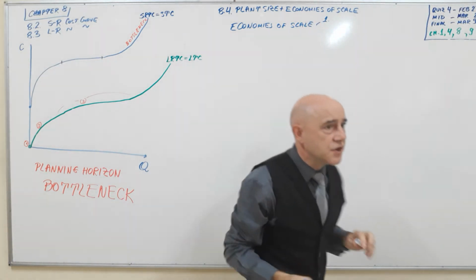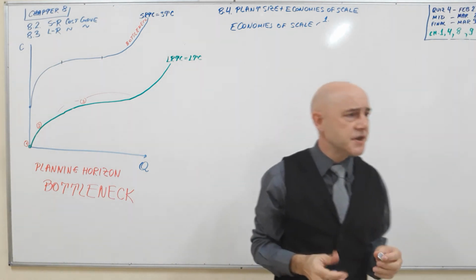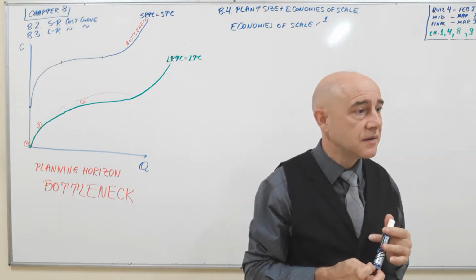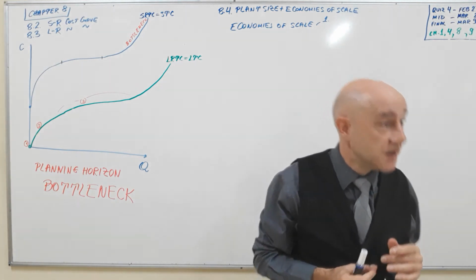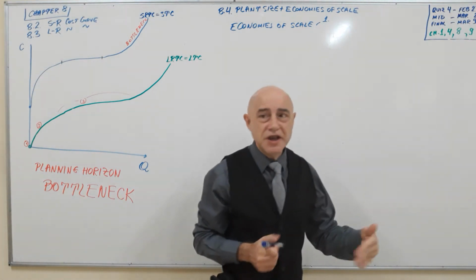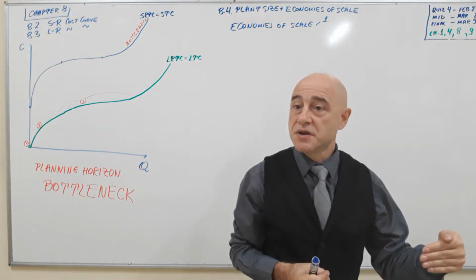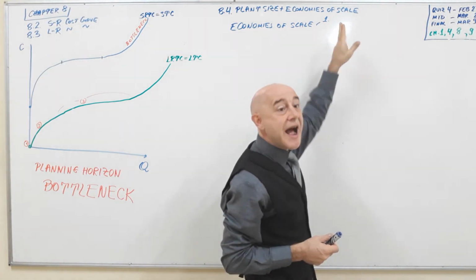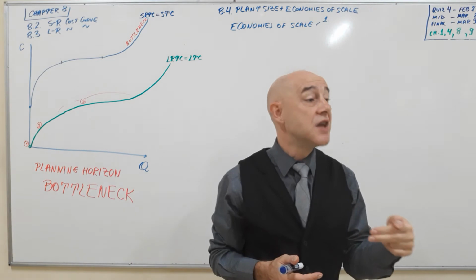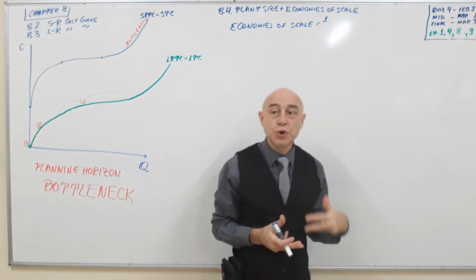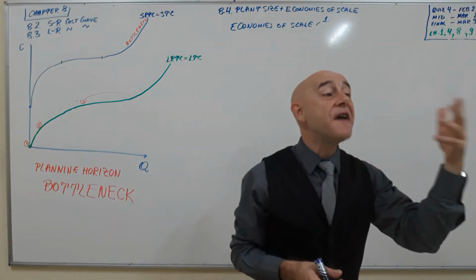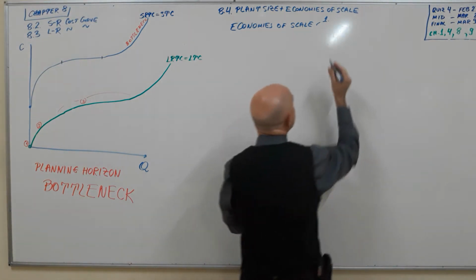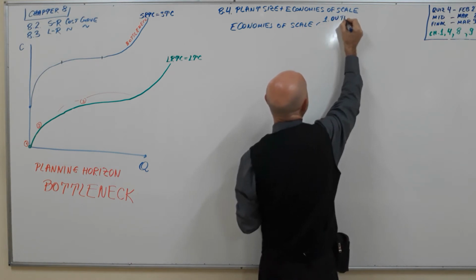The first definition, we covered it before. What was it? Anybody? We covered it already. Economies of scale is the same as increasing returns to scale, okay? When you double inputs, output more than doubles. So output grows faster than inputs.